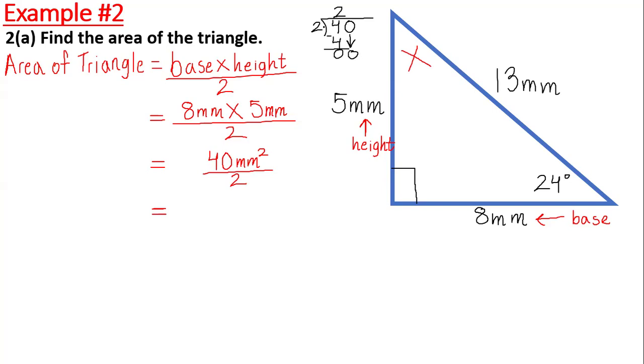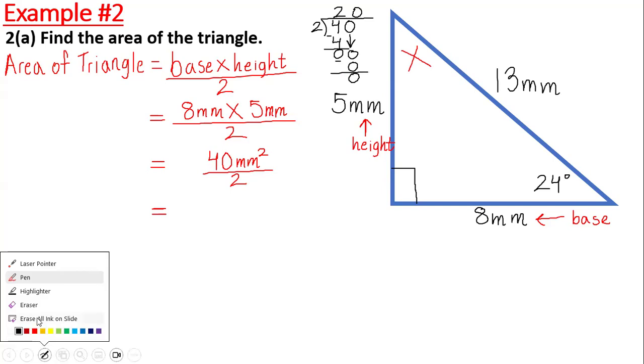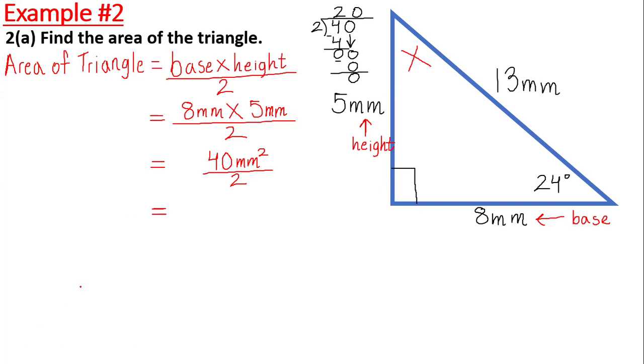Excuse me, Mr. Petit. What are you saying, Maya? I was saying, how do you know when to stop doing the process? Well, it's only two steps. Multiply, then divide. I'm saying that I might go over, do it more than 2 times. No, you don't have to. Once you multiply 8 times 5, you get 40. You do 40 divided by 2, and 40 divided by 2 is 20. It's going to be 20 millimeters squared. That's it.